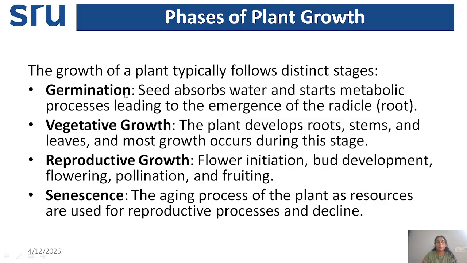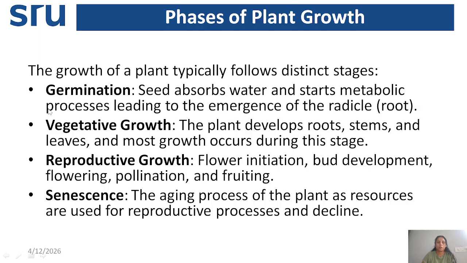Coming to phases of the plant growth, the initial stage before germination is imbibition of the seed, and after that the seeds undergo germination. Later it enters the vegetative stage or juvenile period. After that comes reproductive growth, and at the end, senescence.